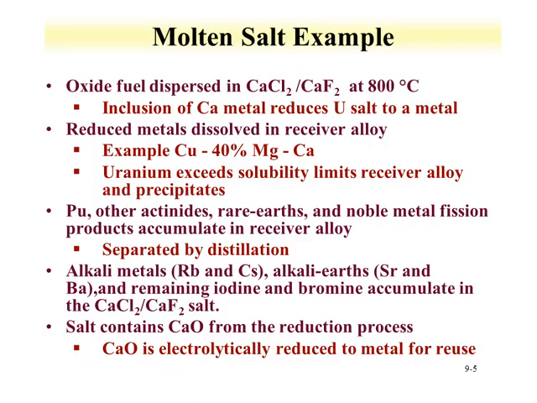Other elements, including plutonium, some other actinides, rare earths, noble metals, can accumulate in this receiver alloy, and they can be separated by distillation. Remember that from the receiver alloy, the uranium precipitates, so things that are soluble in the receiver alloy remain separated from the uranium. The group 1 and group 2 elements, along with any iodine and bromine, accumulate in the calcium chloride fluoride salt phase, and again are separated from the uranium metal.